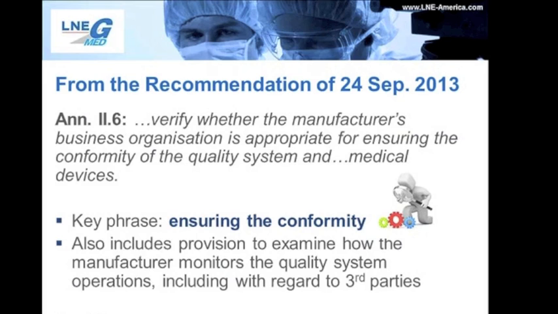A manufacturer can organize their business in a bunch of different ways, and all of those ways are perfectly fine. But the organization should be built in order to ensure the device's conformity. One of these ways is to monitor the quality system operations, including with regards to third parties. In other words, the manufacturer's business organization shouldn't get in the way of the manufacturer itself ensuring the conformity of its own devices.